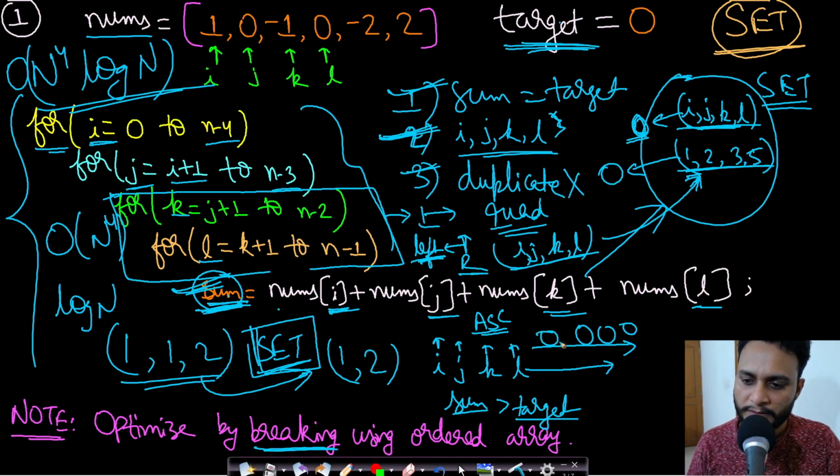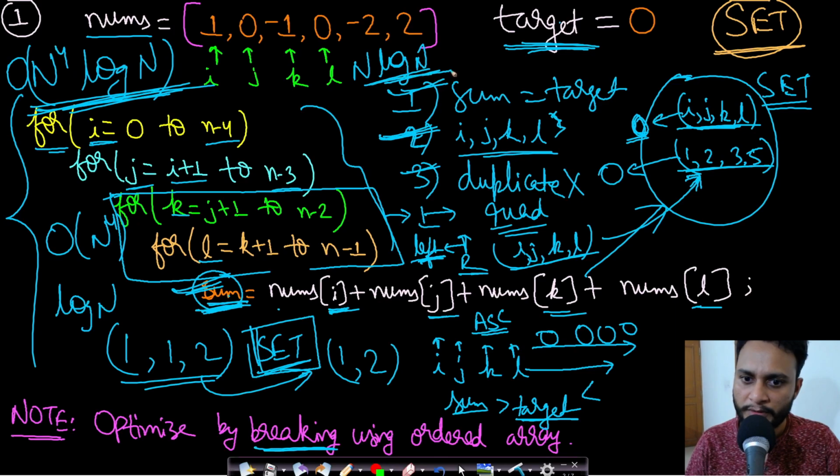So this will save us a lot of time when the target is much less than the array elements. This is also one optimization, because sorting the array will just take n log n time, and that will be independent of this n to the power 4 log n. So here the bottleneck timing is n to the power 4 log n.